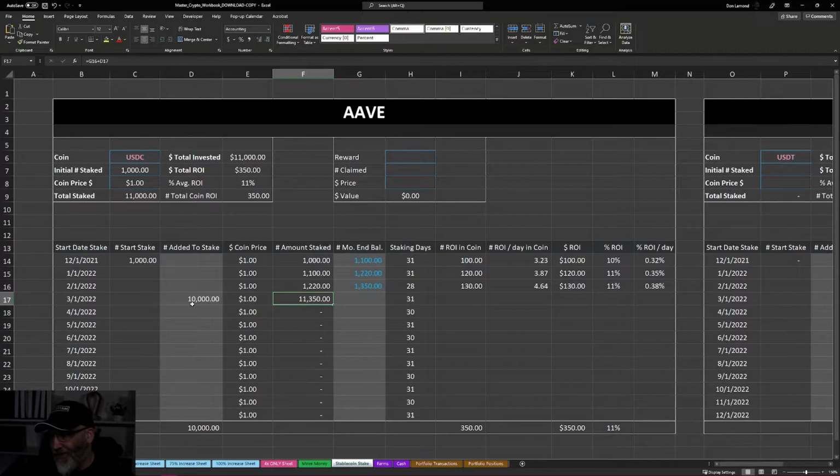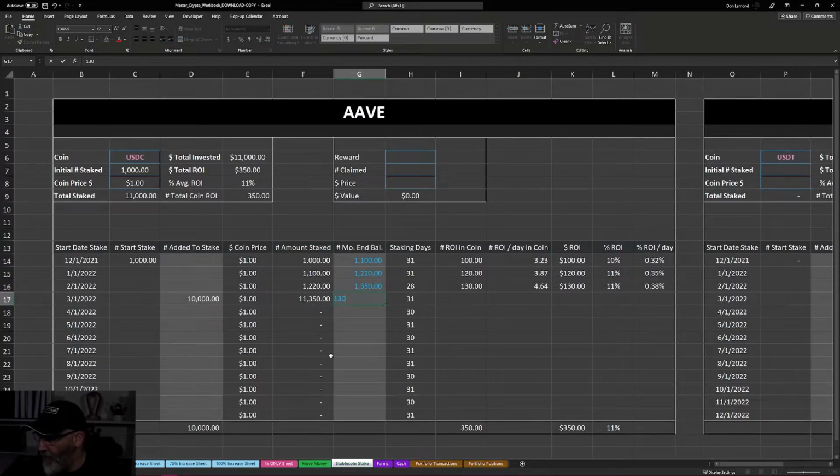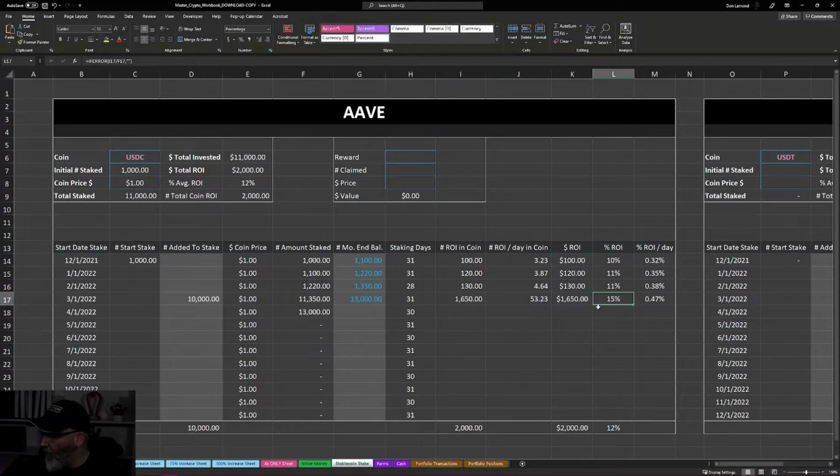And let's just say that I did that on the second day of the month, right? Well, in this month, I have 29 days left to earn 10% of this number because I came in here and added my own money to increase it. I wanted to pump it. So now I made $1,200. So let's say I end the month with, let's just say, 13,000. And I went up 15%, that shot up USDC.